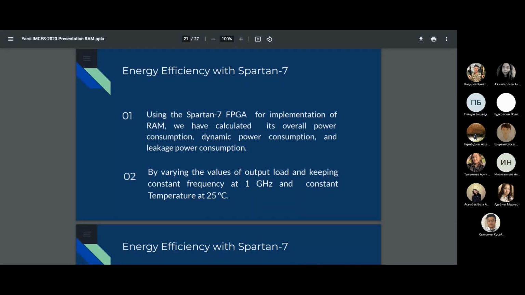Energy efficiency with Spartan 7. Using the Spartan 7 FPGA for implementation of RAM, we have calculated its overall power consumption, dynamic power consumption, and leakage power consumption by varying the values of output load and keeping constant frequency at 1 gigahertz and constant temperature at 25 degrees Celsius.